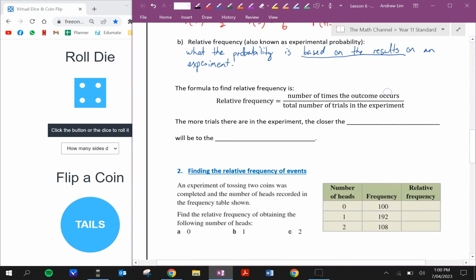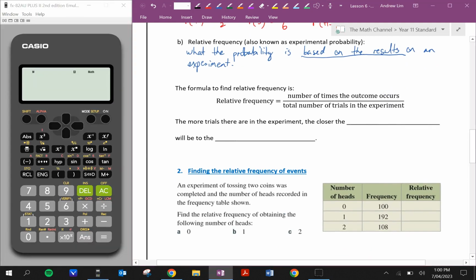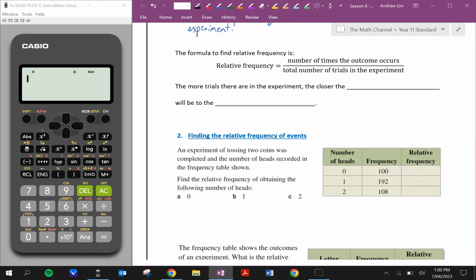Now, to find the relative frequency, this is the formula. Relative frequency is just the number of times the outcome occurs divided by the total number of trials in an experiment. So in the experiment we just conducted, there were 12 trials. How many times did it occur? Well, tails 6 occurred 3 times. Okay, so it's 3 out of 12. Now, what's important for you to know is actually the more trials there are in an experiment, the closer the relative frequency will be to the theoretical probability.